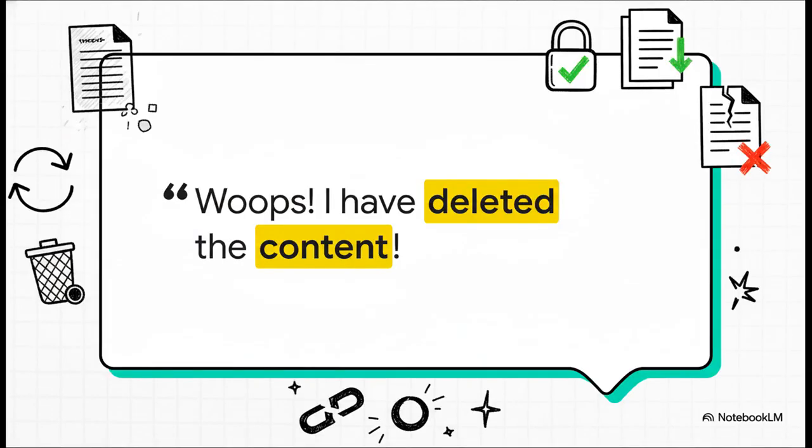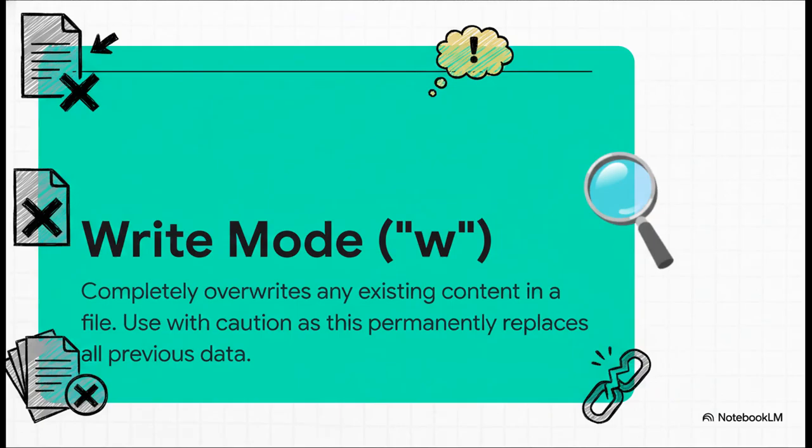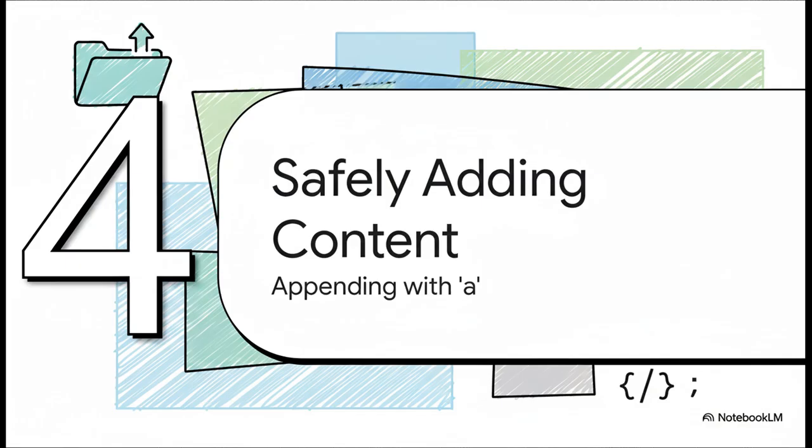And trust me, it is so easy to make this mistake. That horrible feeling when you realize, whoops, I have deleted the content. Yeah, that's not a fun moment. That is exactly the disaster we are trying to avoid. So let's just be crystal clear about this. Write mode W completely overwrites whatever's in that file. It permanently replaces all the old data. When you use W, the original content is gone. For good. That's why you have to be 100% positive that you want to start over before you even think about using it. Phew. Okay, after that pretty scary warning, let's talk about something much safer.